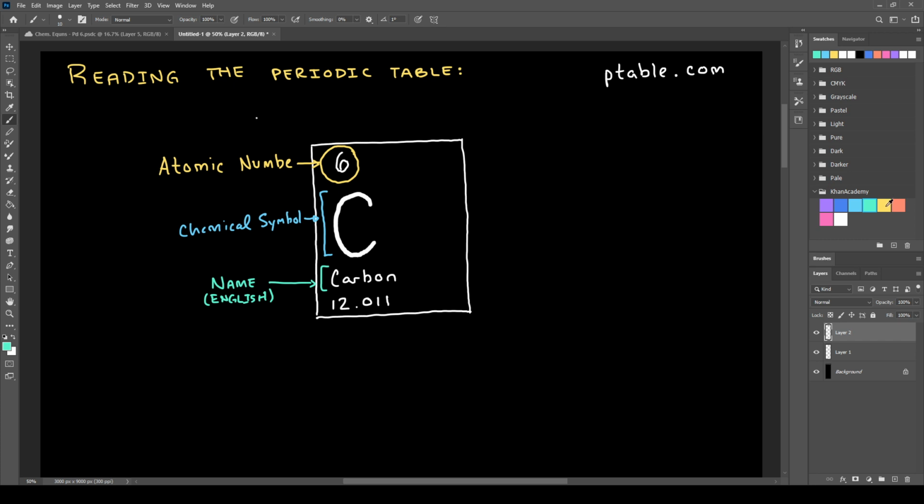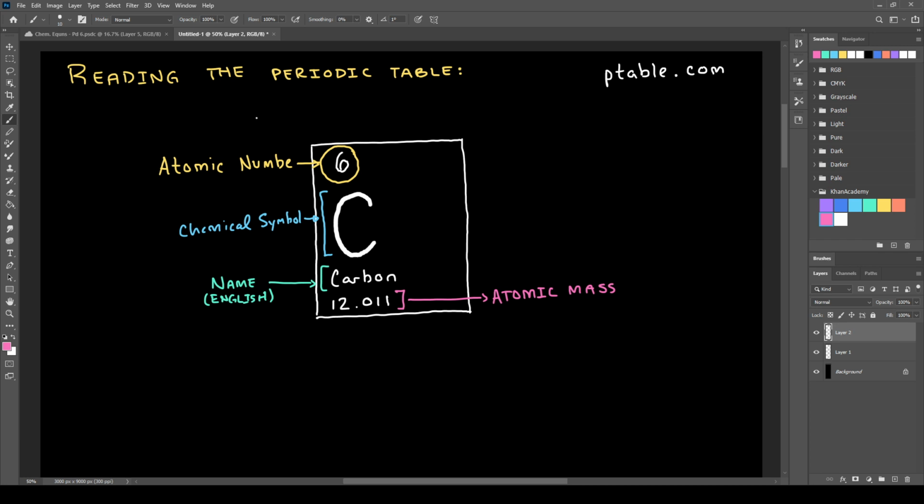And finally, the last thing to note here is the atomic mass. So this number with the decimals, we can remember that because it's the atomic mass. So we have decimals, so we know it's going to be a mass. It will basically tell us how heavy an individual atom is.